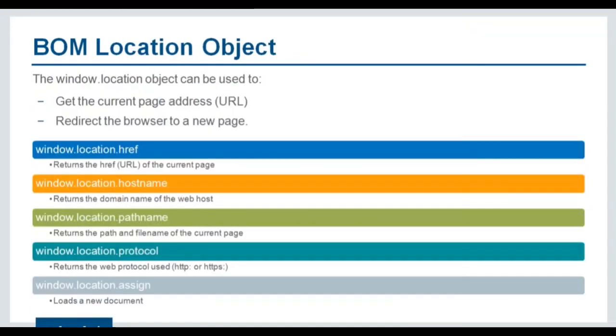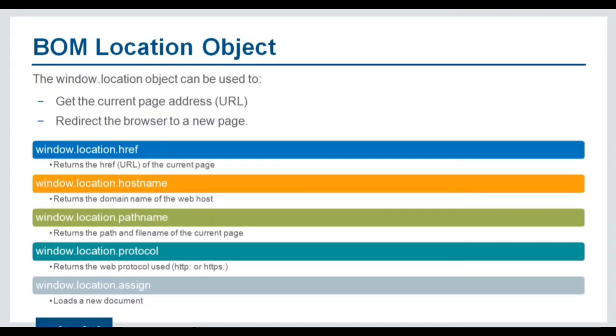So let's move on to the next object that we have in line, that is the Location object. Now what is this Location object all about? Like any other object, the Location object also has some properties, like href, hostname, pathname, the protocol that I'm using. Then you have this method called assign, in which you can assign some more URL and just open up another URL in the same window.